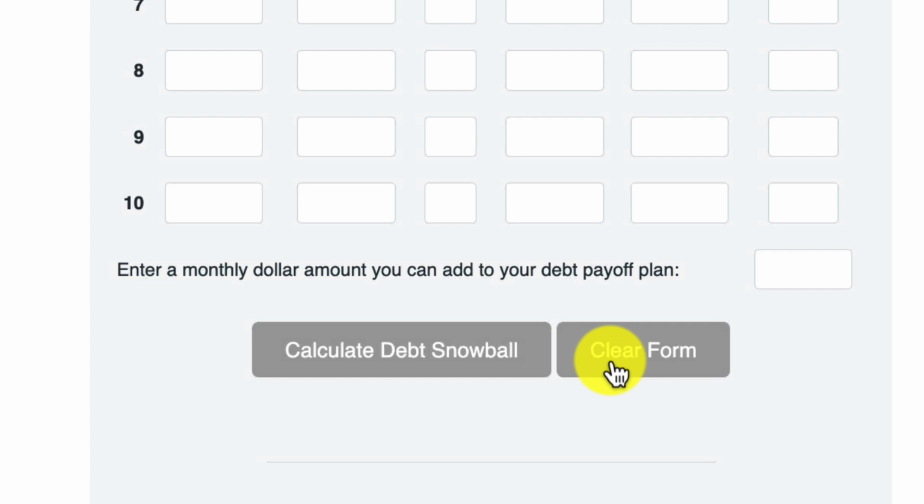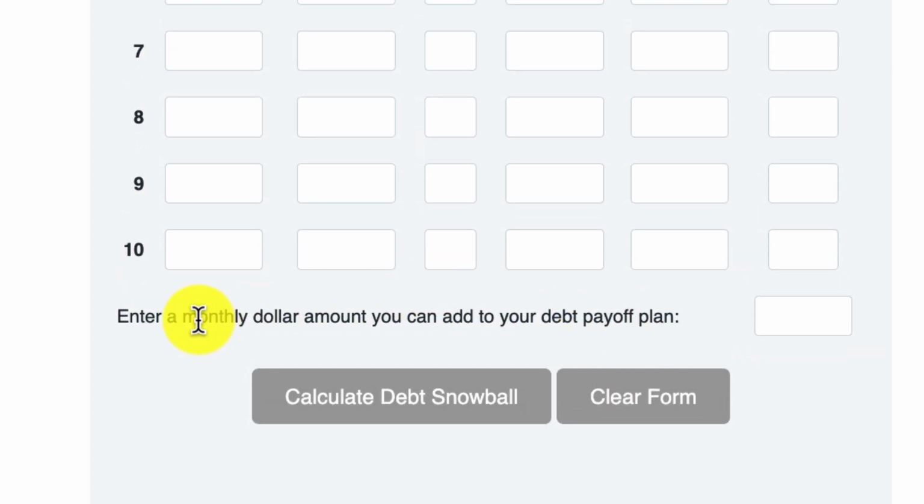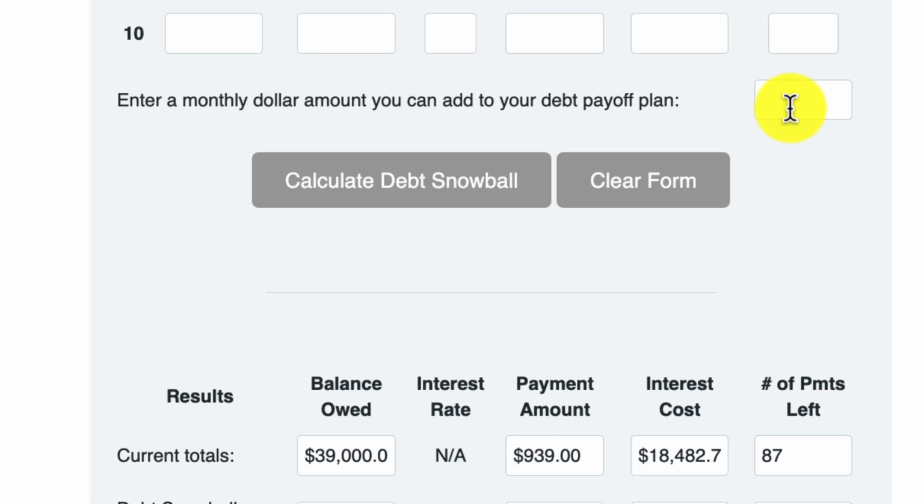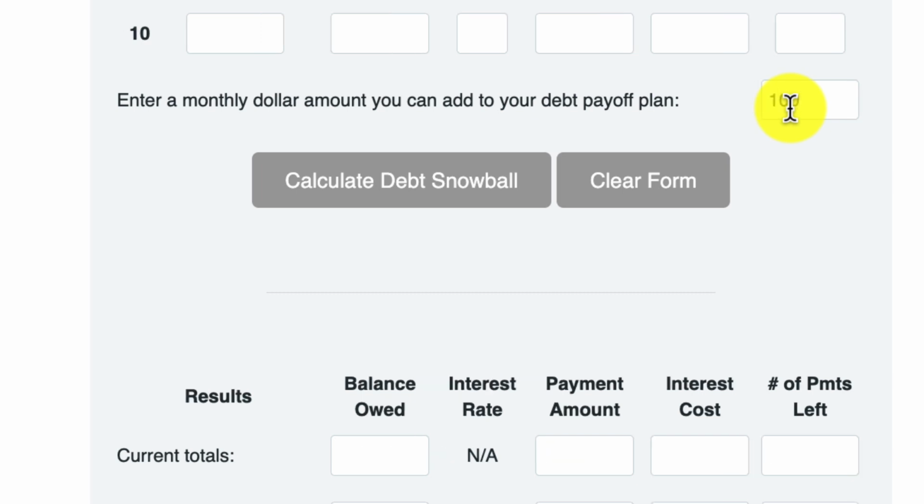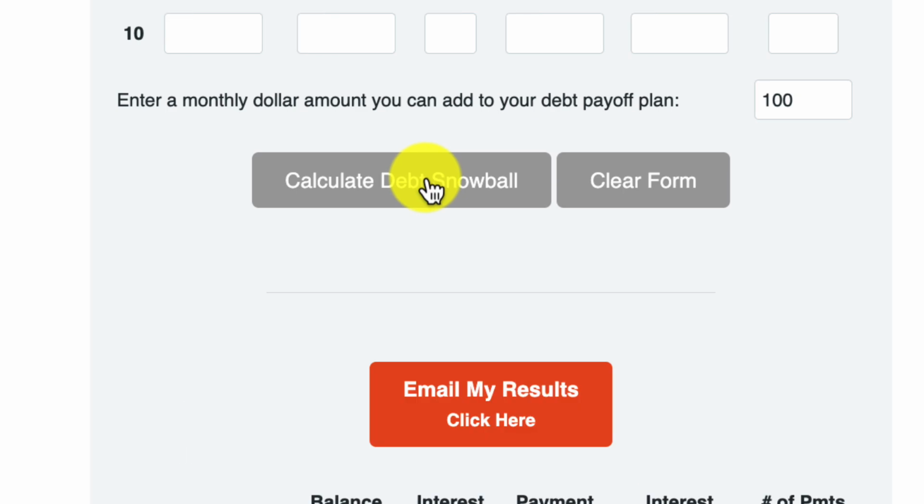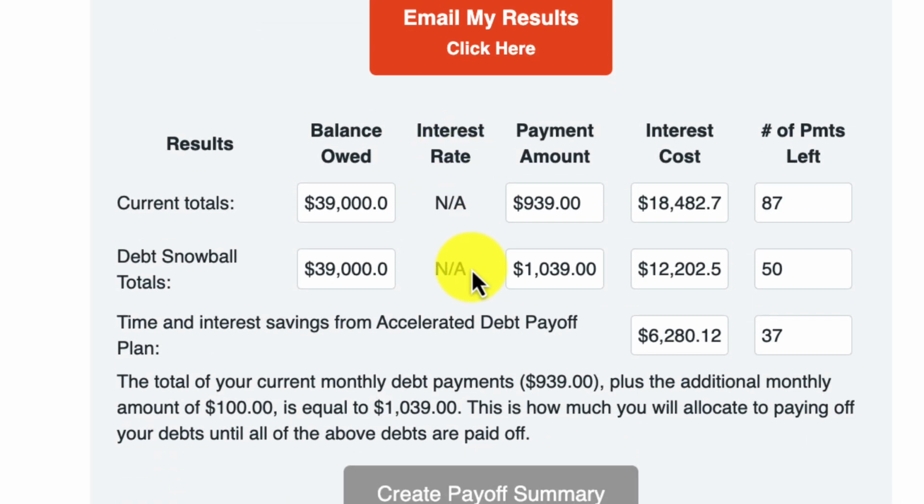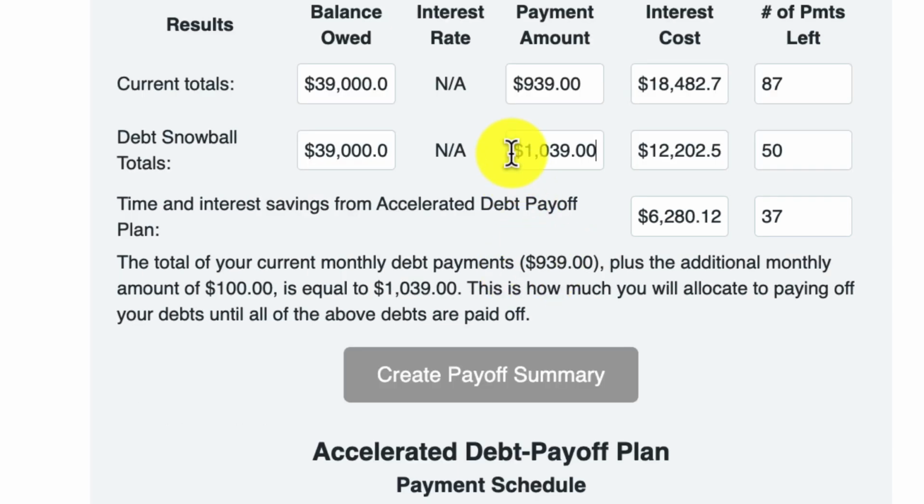Lastly, let me just show you this real simple, I love this: enter a dollar amount you can add to your plan. Like in our example, we said, okay, well, what if we came up with another $100 a month? Simply put it in there, click to calculate, and as you scroll down, it'll show you, instead of $939 a month, you're adding $100 a month. So obviously you're now paying $1,039 a month. But it's going to save you 37 months and $6,000.